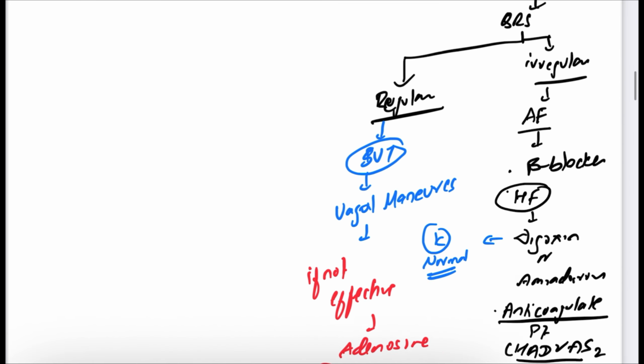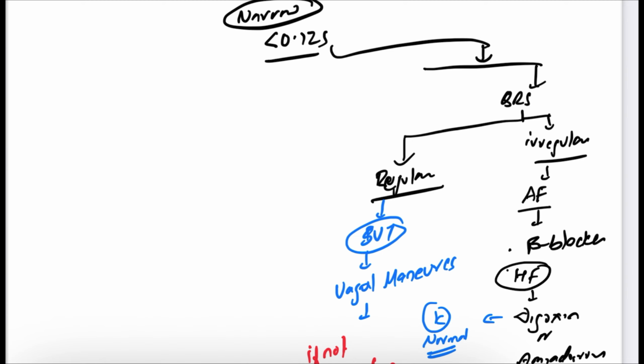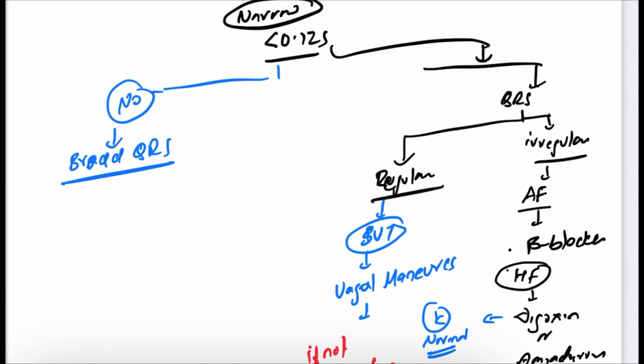After that, if the patient does not have a narrow complex tachycardia, if it's wide complex, more than 0.12 second, then this means there's a broad complex QRS. Again, it can be irregular or regular.